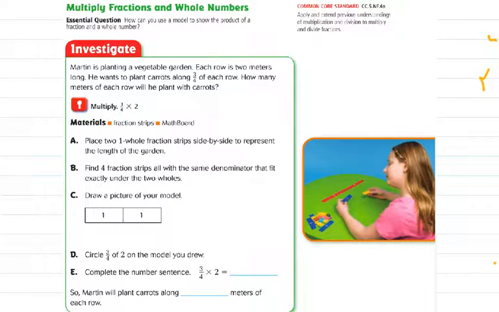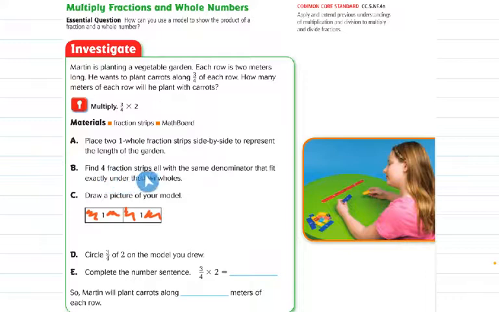What we're going to need for this is our fraction strips. This is something that we worked on in class, but you can also draw models of these on your notebook paper if you like. So step 1 says place 2 one-whole fraction strips side by side. I'm going to draw your attention down here to these two. I'm coloring them in red just so it reminds you of what we did in class. This represents the length of the garden.